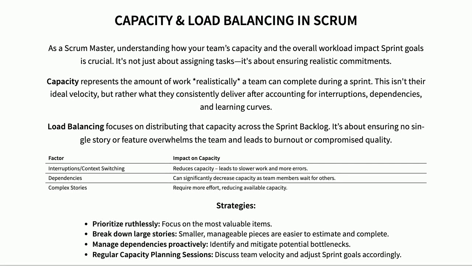Okay, let's talk about how we make sure our Scrum teams are actually delivering what they promise. We need to think beyond just assigning tasks. It's all about understanding their capacity, which is the realistic amount of work they can get done in a sprint. And then there's load balancing, which means distributing that capacity effectively across everything on the sprint backlog. Things like interruptions, dependencies on other teams, or really complex stories can actually reduce our team's available capacity.